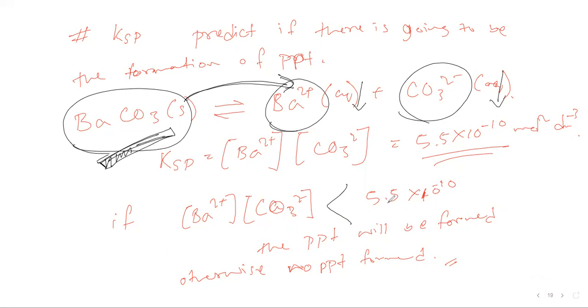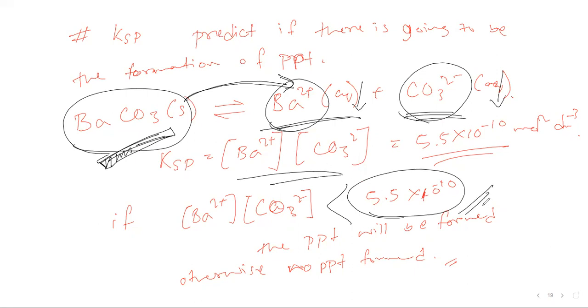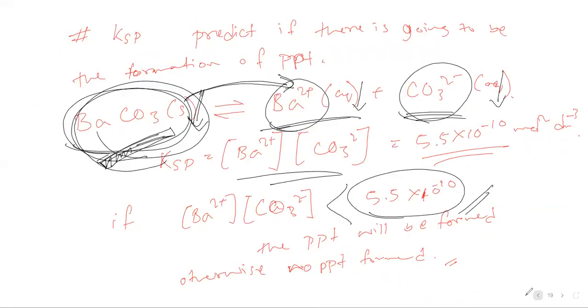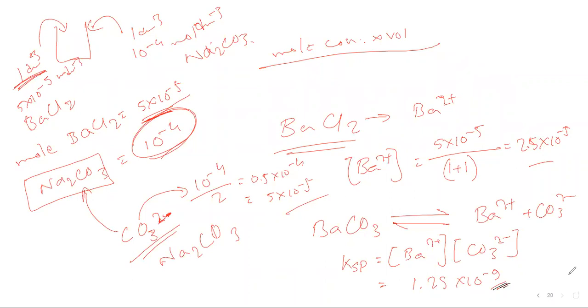But if the value is greater, that means more concentration of Ba2 plus and CO3 2 minus. That means the product is going to be a higher value or greater than this value. That means less concentration of BaCO3 is going to be remaining as solid. So more will be dissolved. That means precipitate will not be formed. Now over here, what will we find? We find 10 to the power minus 9. Now is 10 to the power minus 9 greater or 10 to the power minus 10 greater? 10 to the power minus 9 is actually greater.